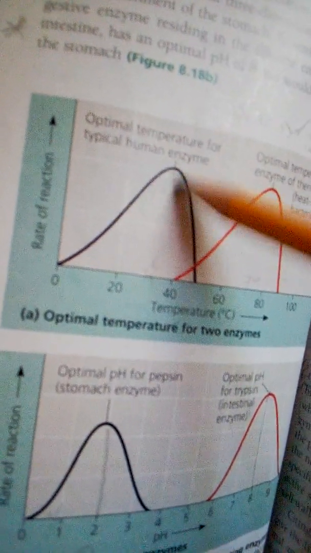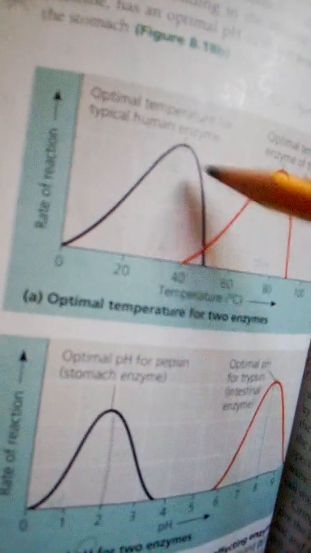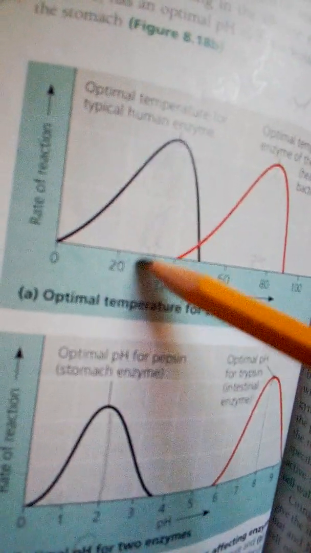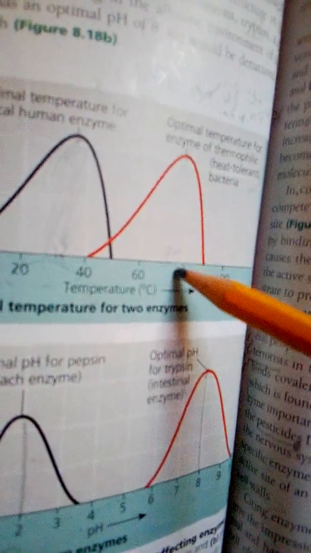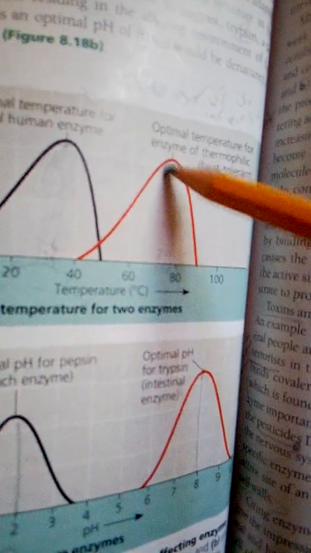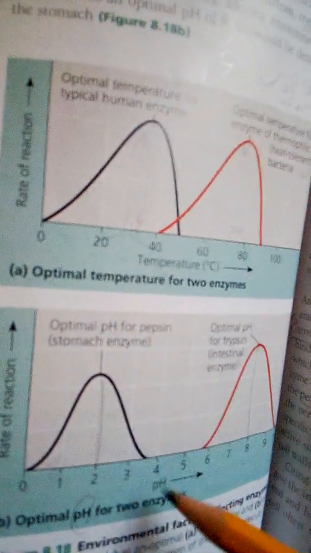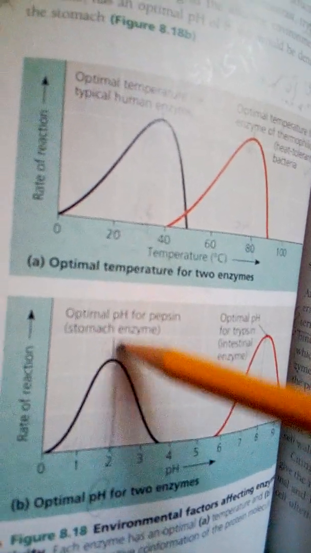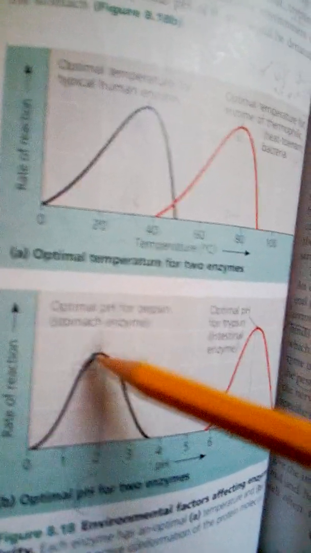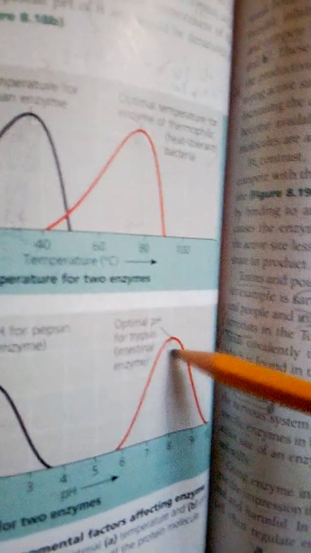Notice also the optimal temperature of two enzymes: the temperature for a typical human enzyme is between 35 and 40, and notice also the optimal temperature of an enzyme from thermophilic bacteria, 80 and more. Notice also the optimal pH: pH 2 for the human stomach enzyme pepsin, and the optimal pH for trypsin, the intestinal enzyme, is 8. Okay.